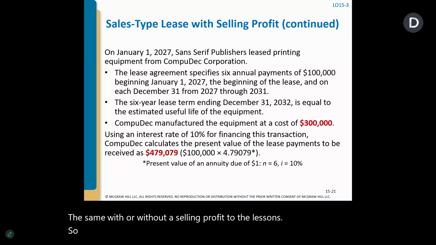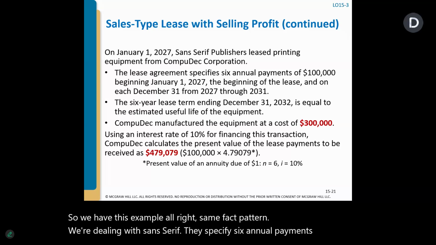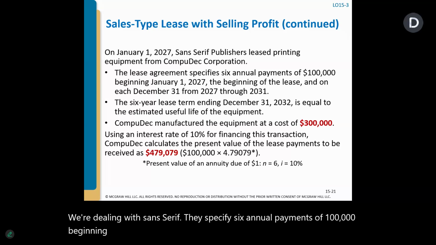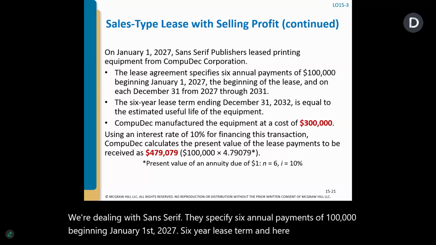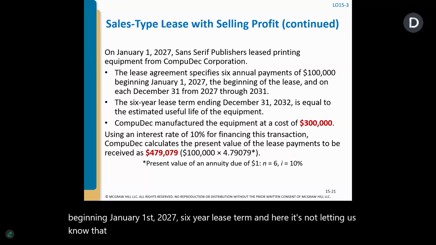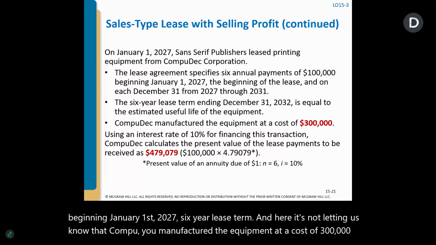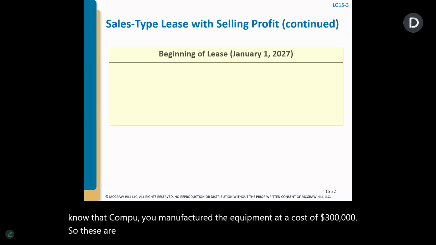So we have this example, same fact pattern. We're dealing with Sans Serif. They specify 6 annual payments of $100,000 beginning January 1st, 2027, with a 6-year lease term. And here it's now letting us know that CompUU manufactured the equipment at a cost of $300,000. So these are things for us to consider.